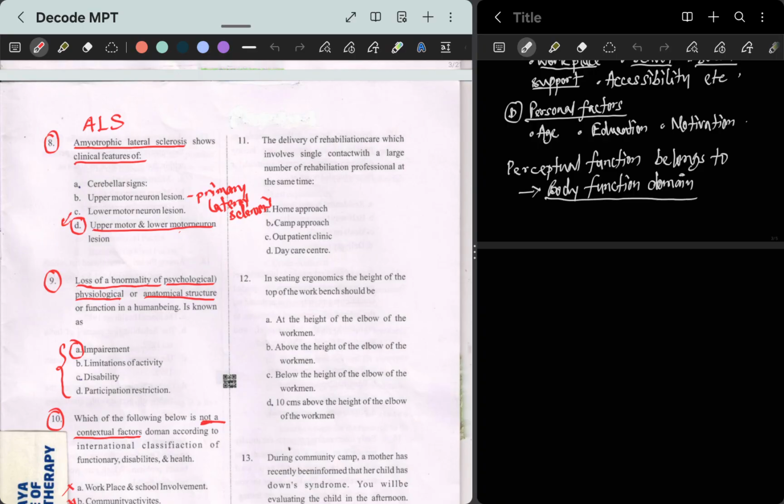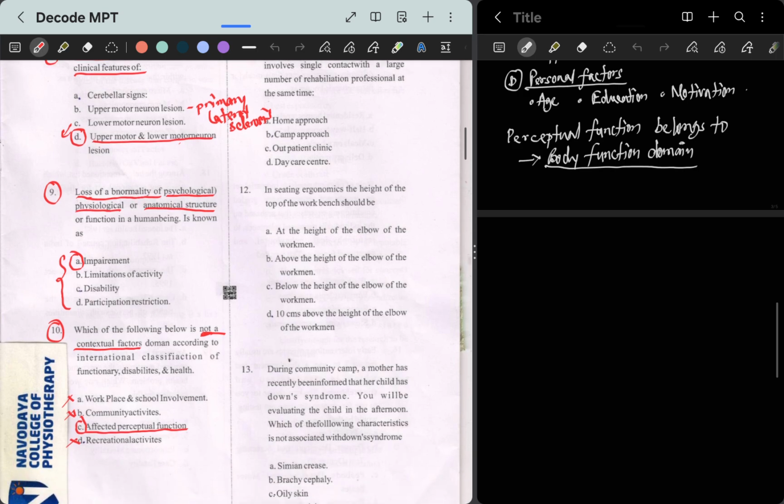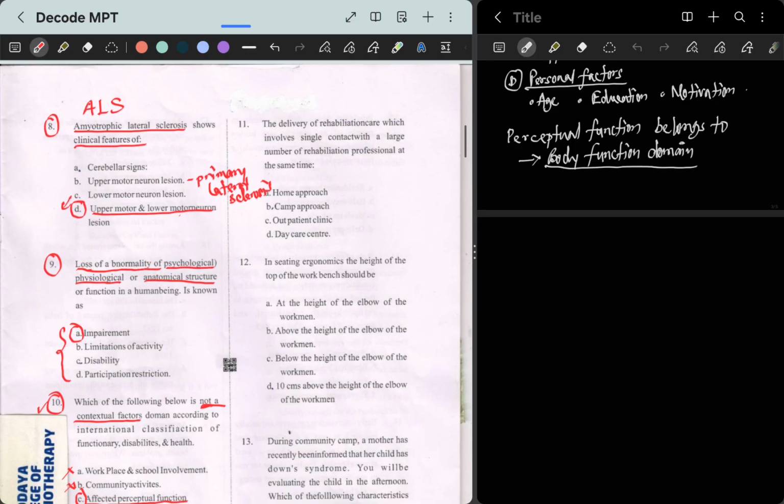Today we're going to study the MCQ pattern question answers for the MPT entrance examinations as well as the CBT for AIIMS and state government physiotherapist recruitment. Okay, in my previous lecture we went through question number 10. Now we'll go to question number 11 for this session.